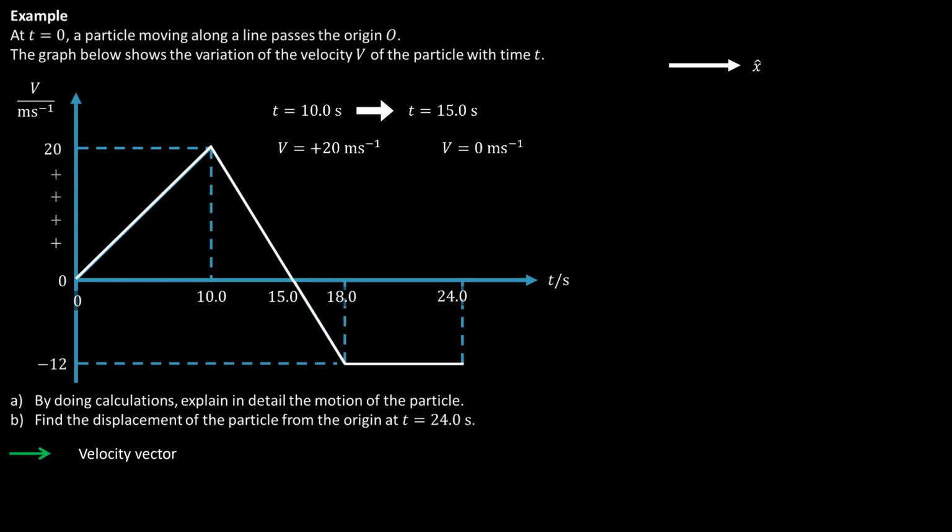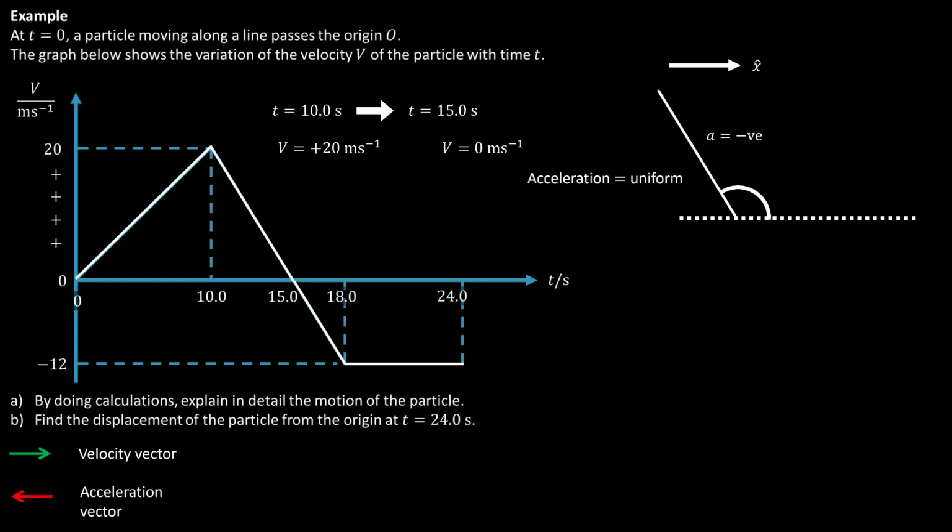In this time interval, we have a straight line with negative gradient. The negative means that the direction of the acceleration is opposite to the direction of x hat, and therefore will point to the left, and the straight line shows that the acceleration is uniform. The gradient of this line is a equals minus 4.0 meter per second squared. So in this time interval, the velocity is positive and therefore points to the right, and the acceleration is negative and therefore points to the left.